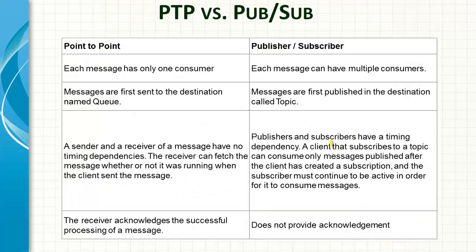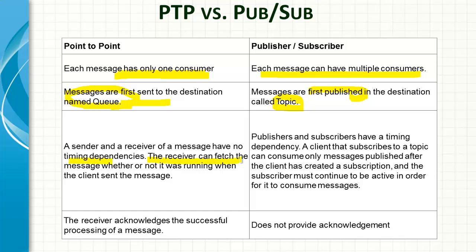So what are the differences between these two? Each message has only one consumer. This is the focal point of P2P. In publish subscribe, each message has multiple consumers. Messages are first sent to a destination named queue, and messages are first published to a destination called topic. So queue versus topic. A sender and receiver of a message have no timing dependencies.